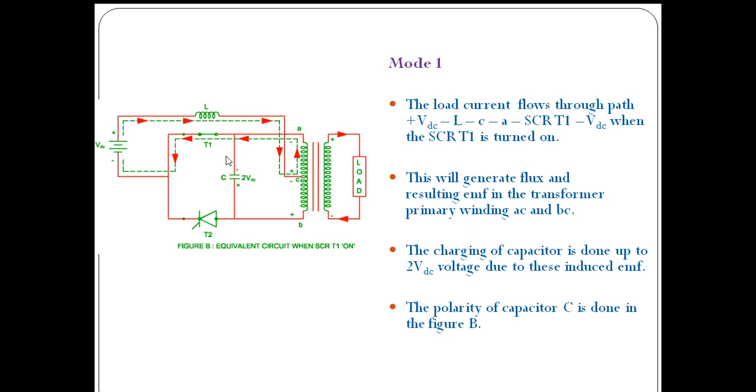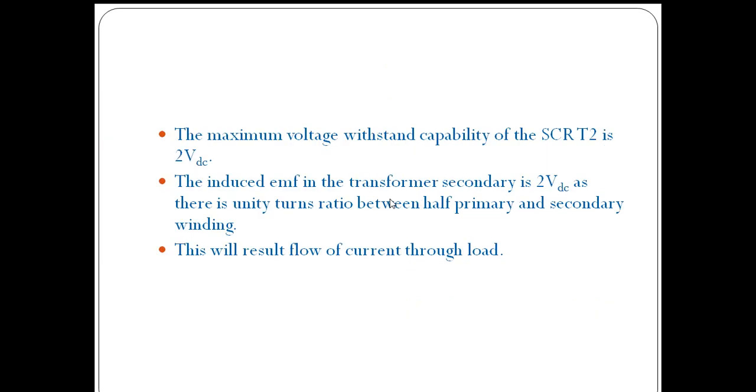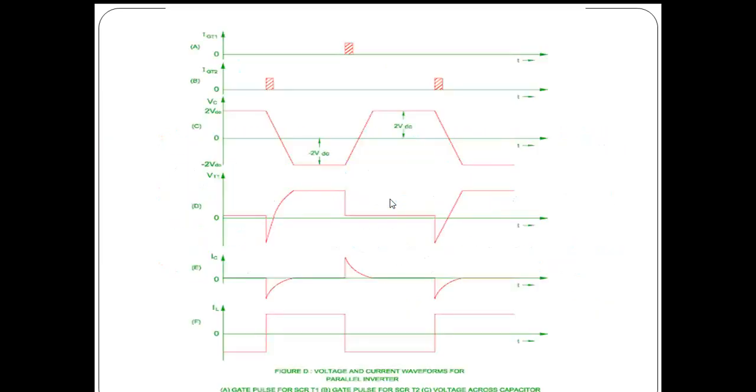due to T1 we are getting one positive half cycle, due to conduction of T2 we are getting the negative half cycle. So we have to properly turn on T1 and T2 to get the proper output voltage and output current across the load. So this is how we need to operate the parallel inverter, and these are the waveforms. These are the gate currents for thyristor T1 and T2.